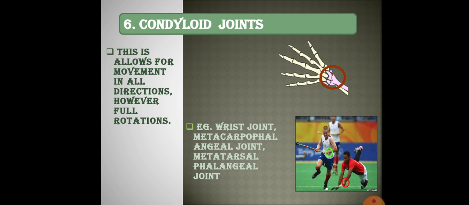Sixth one is condyloid joint. This allows for movement in all directions, however not full rotation. Example, wrist joint, metacarpal, ankle joint, metatarsal phalanges joint.